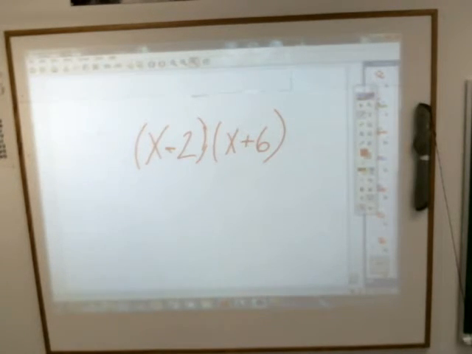And again, you'll get so good at this that at some point you'll just look at that and say, oh, the answer to that is x squared plus 4x minus 12.